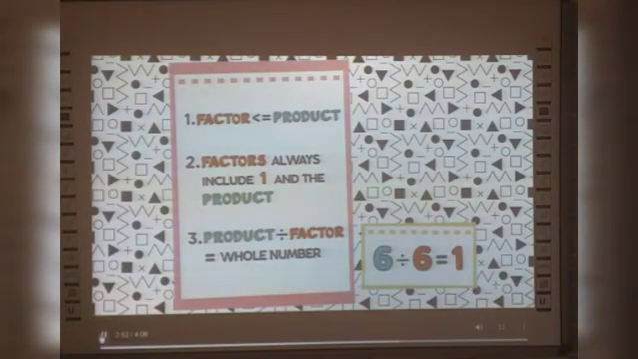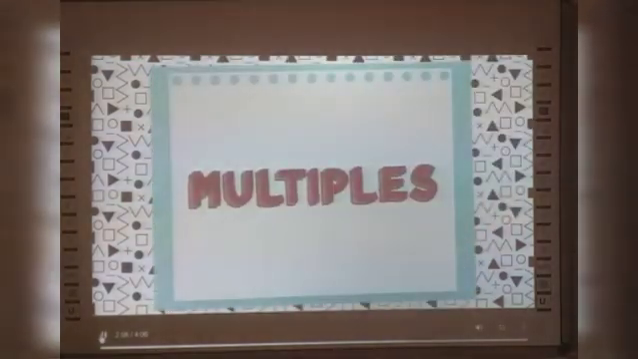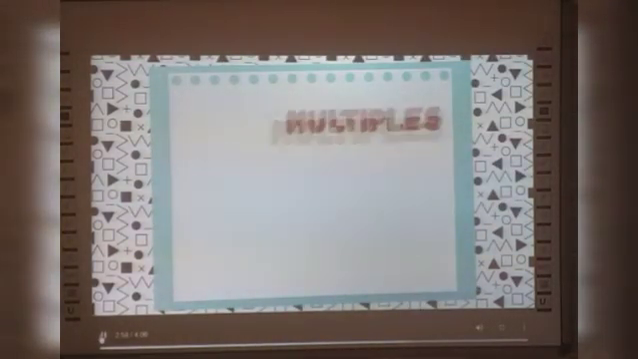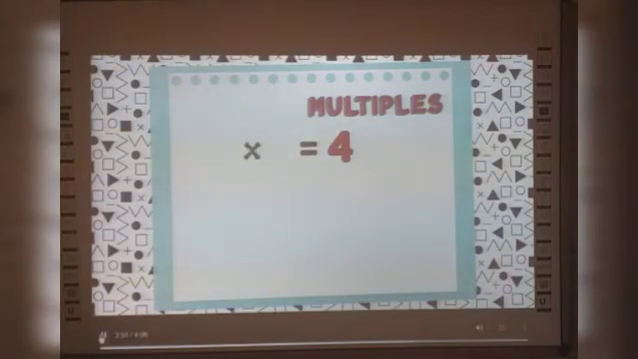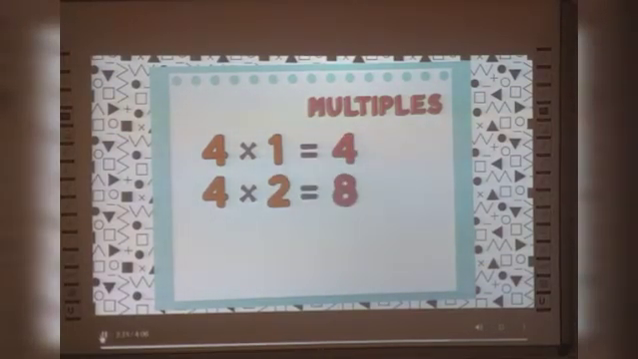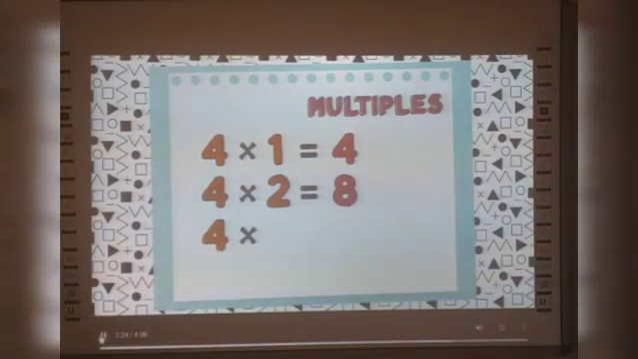Now that you've got an idea of what factors are, what do you think multiples might be? Multiples are the products we get after we multiply a number by another. Let's show an example so you can understand this a little better. Using the number 4, let's multiply it. 4 multiplied by 1 equals 4. 4 multiplied by 2 equals 8. 4 multiplied by 3 equals 12. All of these answers, 4, 8 and 12, are multiples of 4.